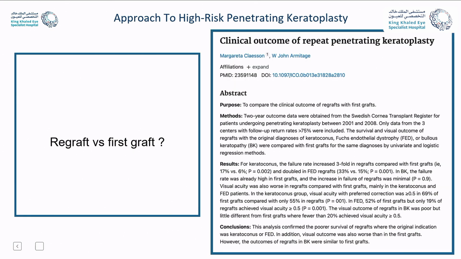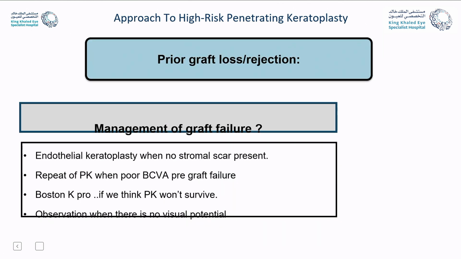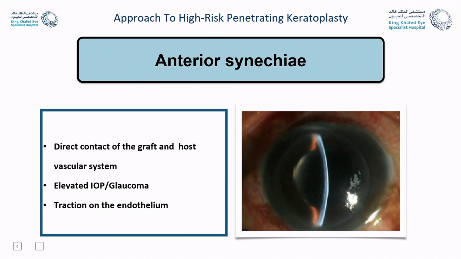Now, in this study that looked at first graft versus regrafting in keratoconus, the patients who had the first graft had a better outcome compared to regrafting. Again, the regrafting had more issues and more difficulties in managing the post-operative outcome. Managing post-graft failure is different depending on the etiology, assuming that there are no stromal scars. Endothelial keratoplasty is the treatment. A repeat PK is for a previously bad visual outcome with graft failure. Boston KPro is used where we think PK won't survive, and observation when there is no visual potential.